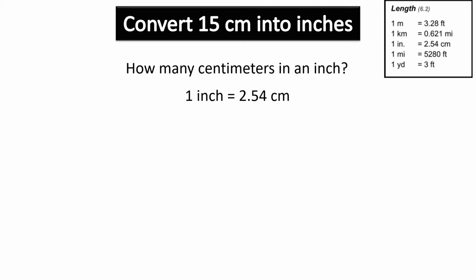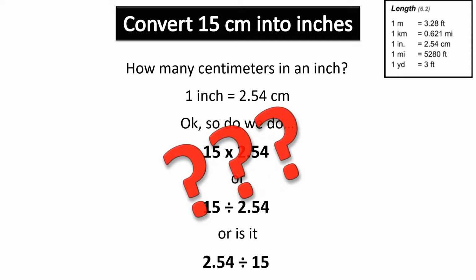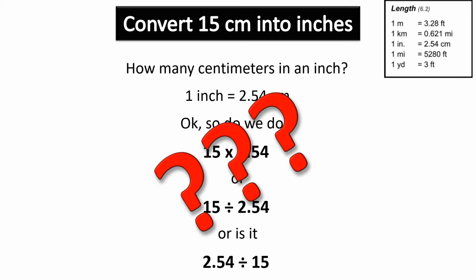But if you don't do the dimensional analysis, you could try to figure it out in your head. Do we multiply by 2.54? Or do we do 15 divided by 2.54? Or wait, can I do 2.54 divided by 15? You don't want to have to guess, is the point. If you do this process, dimensional analysis, you're not going to have to guess. You're always going to know if you're doing it right if you do the process.